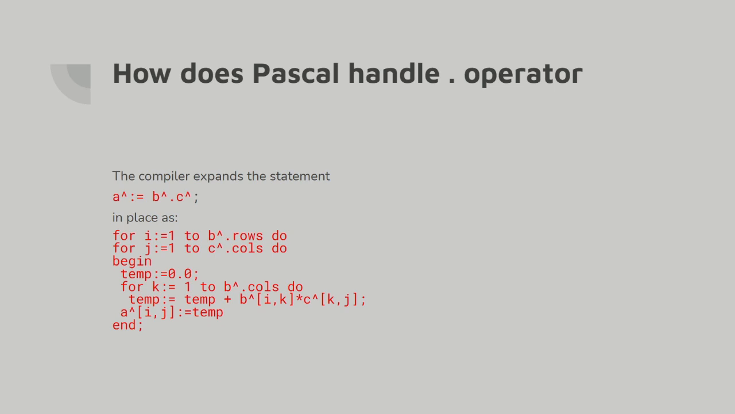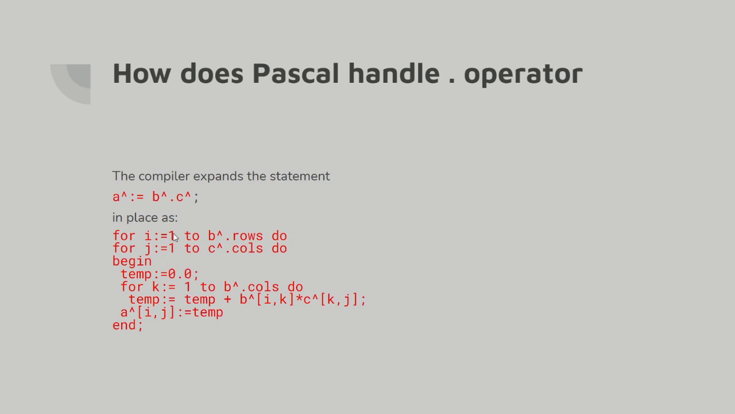What does Pascal do when it encounters the dot operator? Well, it expands a statement of the form A^ := B . C. Here A is a pointer to a matrix on the heap, dereferenced to refer to the matrix itself, and it is set equal to the two matrices B and C multiplied together.